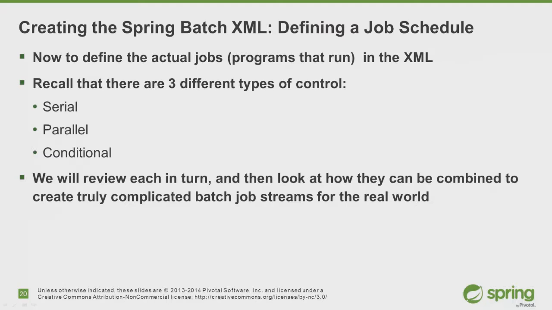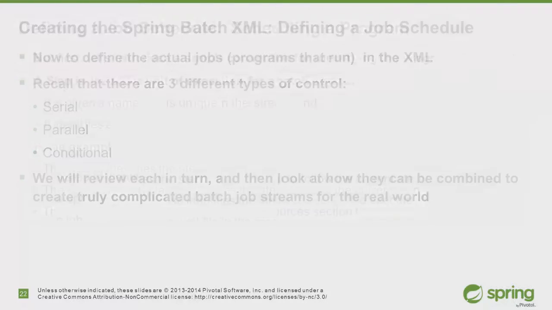Alright, on to defining a batch schedule. Recall that there are three different types of controls within batch streams. Serial, where one job executes right after another in sequence. Parallel, where two jobs run at the same time. And conditional, where one executes based on the completion of a previous one. We'll review each of these in turn and look at how they can be combined together in order to make pretty darn complicated batch schedules.